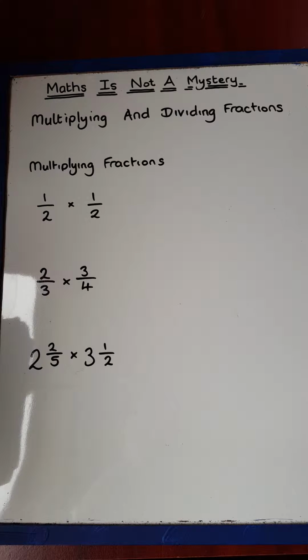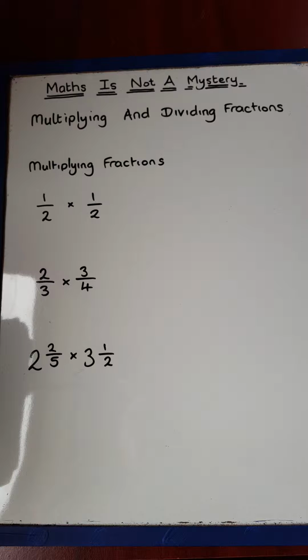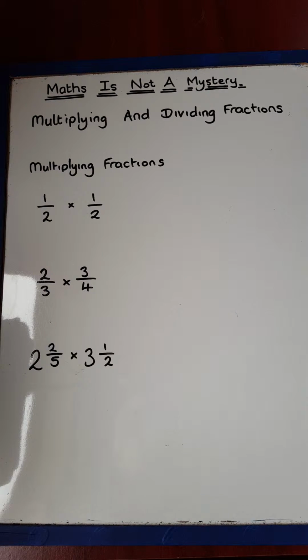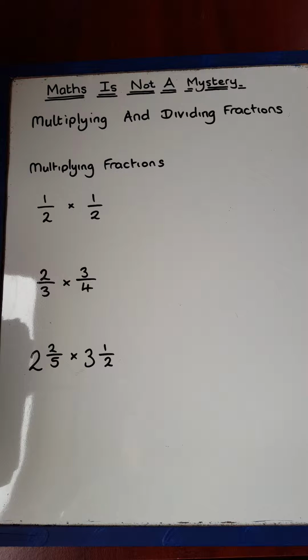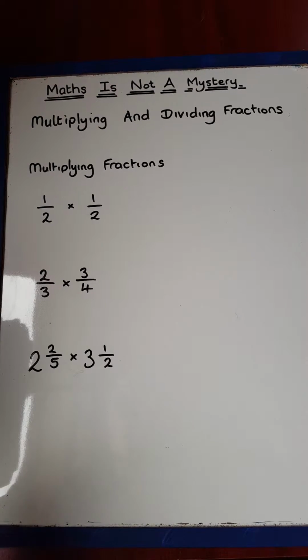Really simple, shouldn't take very long to work out. Let's take a look at some. First question over there, a half times a half. All we're going to do with this is really straightforward. We're going to multiply the top two numbers together and we're going to multiply the bottom two numbers together. And that is the end.